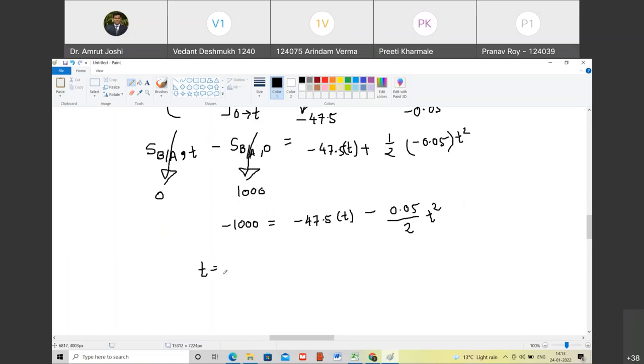Let me do it with you on the calculator. Just a second. So I got it as minus 0.05 by 2 into x square minus 47.5 into x plus 1000 equal to 0. That gives me two roots of time. One root is minus 1920.82 seconds. Is that right? Are you getting these two roots? Minus 1920.82 seconds. And the second root is 22.82 seconds. Are you getting these two roots?